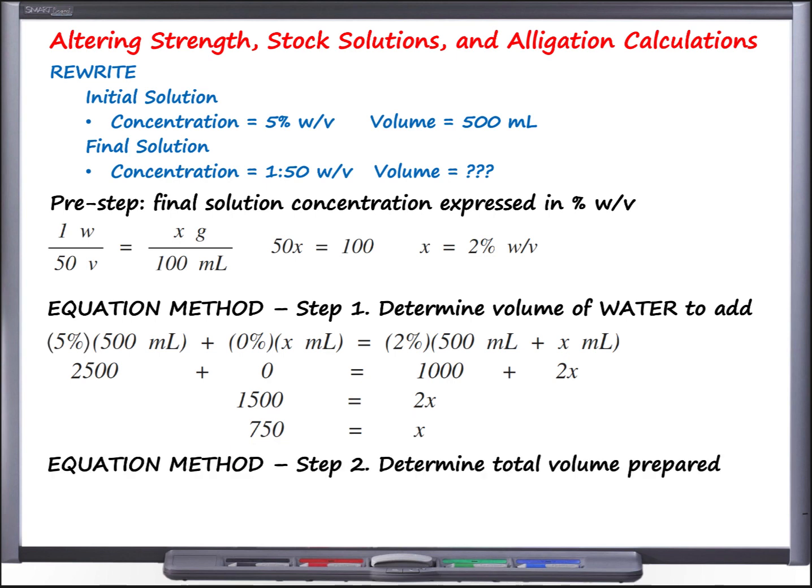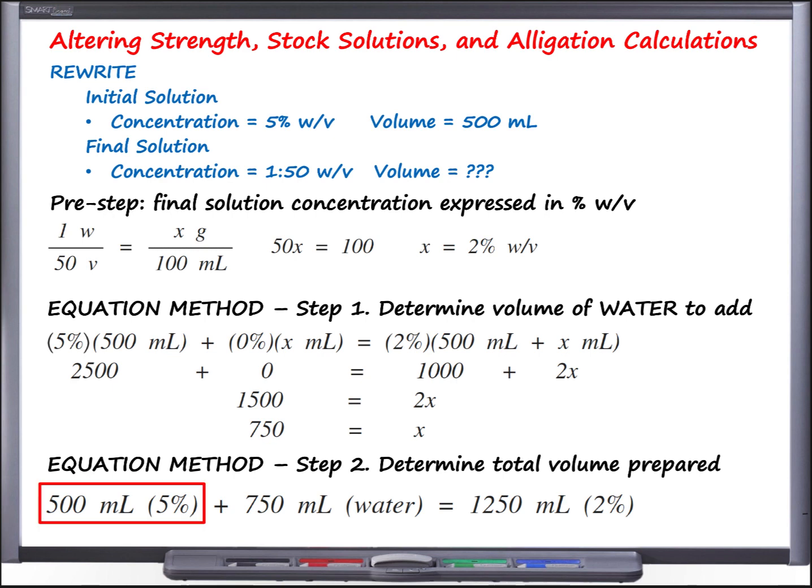So our last step, which is an easy one, because the question wanted us to actually determine the total volume that could be prepared. So let's just summarize what we already know. We are starting with 500 milliliters of the 5% solution, and we've just determined that we're going to add to that 750 milliliters of water. So you add 500 to 750, you can see where your final answer would be 1,250 milliliters. And I'll just remind you that final volume, which is our answer, would have a concentration of 2%. And that is the answer to this question.